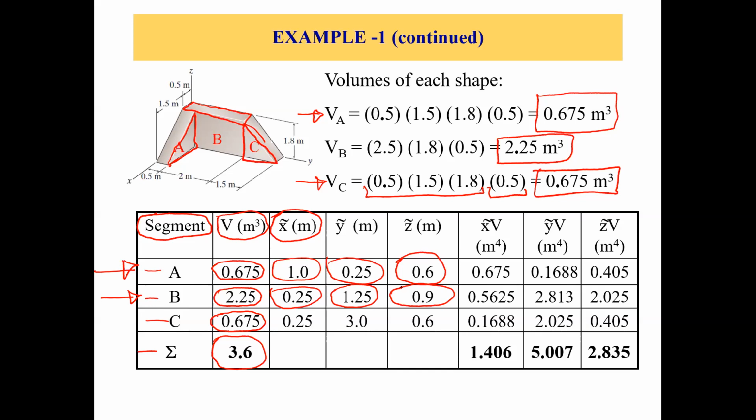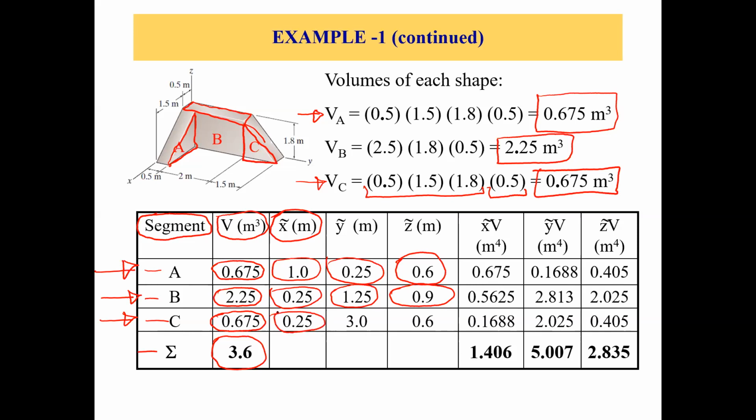Now let's focus on part C. Again, X bar for part C would be taken from the origin. On the x-axis, it would be 1/2 of the thickness, so 1/2 of 0.5 meters, which gives 0.25 meters.